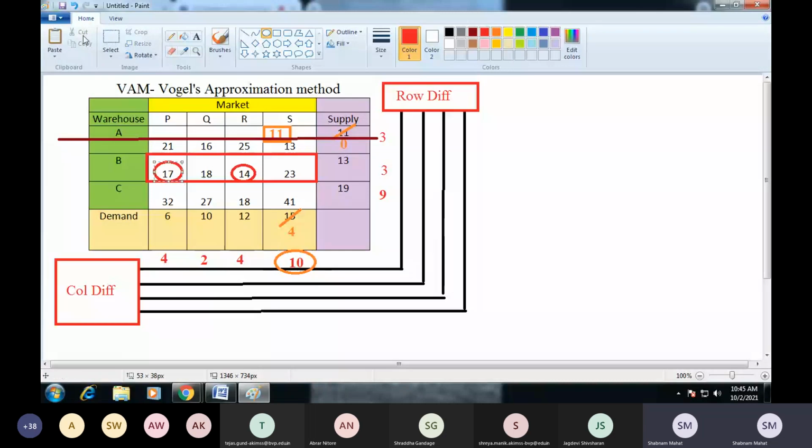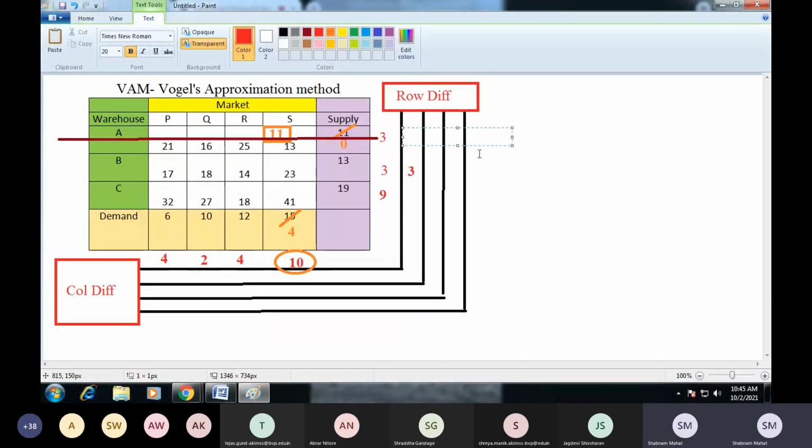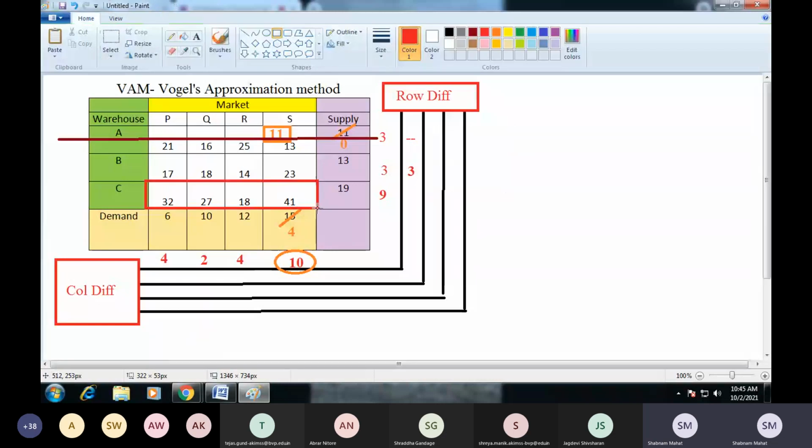So write down here row difference. As you know, the first row is removed from our consideration, that's why we put a dash here. Why? Because we should remove that row from our consideration, and we can't find the penalty for this row either. Now for the third row, check where our minimum value is. My minimum value is 9 here.